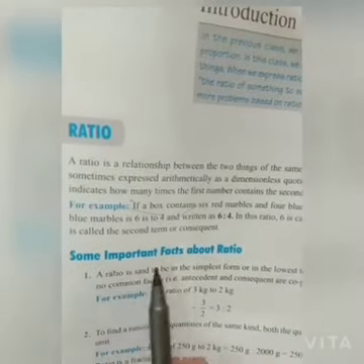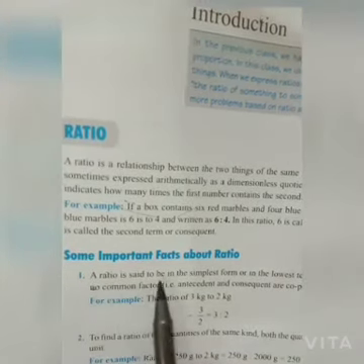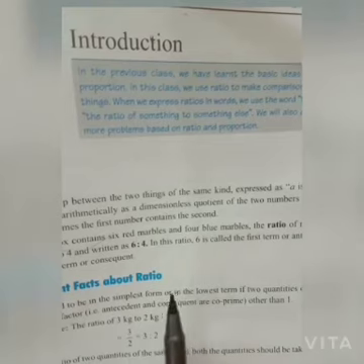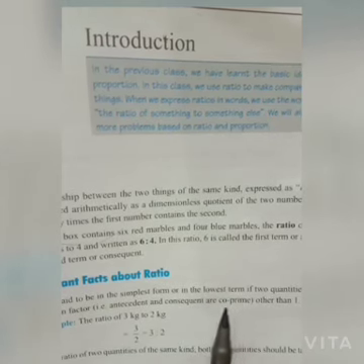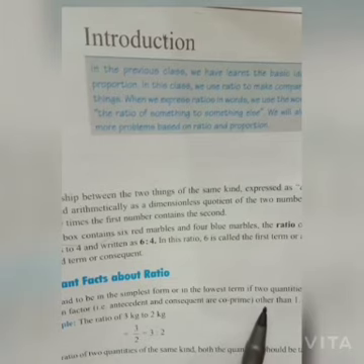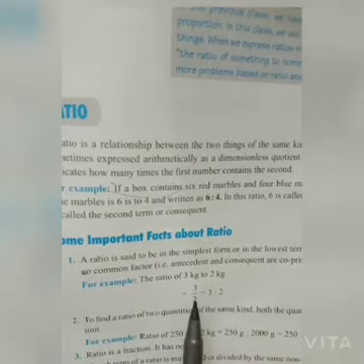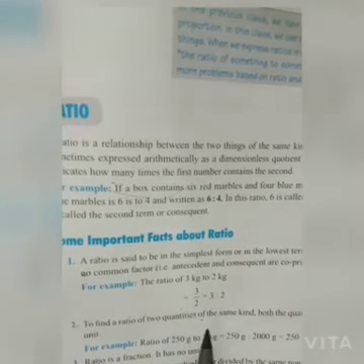Okay. Some important facts about ratio. First, a ratio is said to be in the simplest form, or the lowest form. What is the simplest form? That means antecedent and consequent should be co-prime, the HCF should be 1. For example, the ratio 3 kg to 2 kg, 3 kg by 2 kg. See, the HCF of 3 and 2 is 1 only. You can't cut it out. This is called a ratio in the simplest form, which you have to represent.